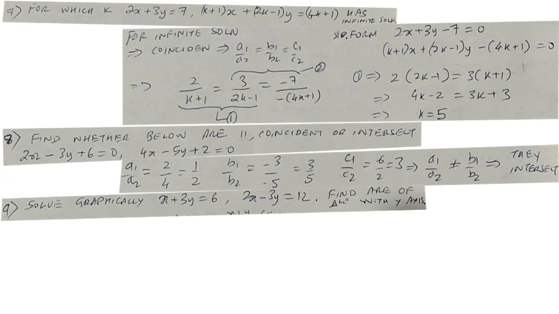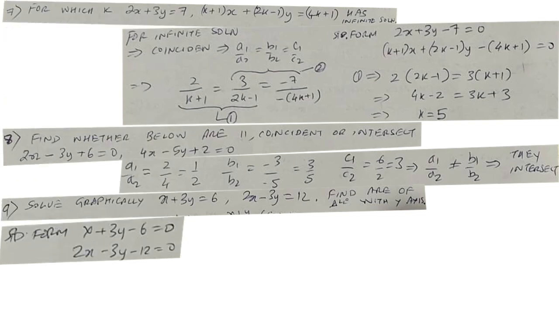Solve graphically x plus 3y equal to 6, 2x minus 3y is equal to 10, and find the area of the triangle. Okay, I have written it in short form, area of triangle with y-axis. Now if you write it in standard form, you have to do this: x plus 3y minus 6 equal to 0 and 2x minus 3y minus 12 equal to 0.